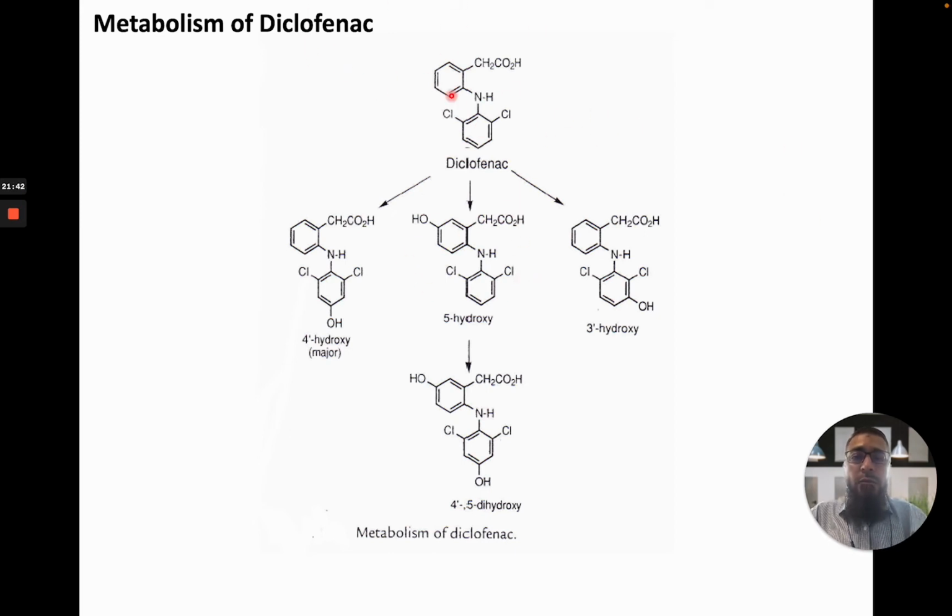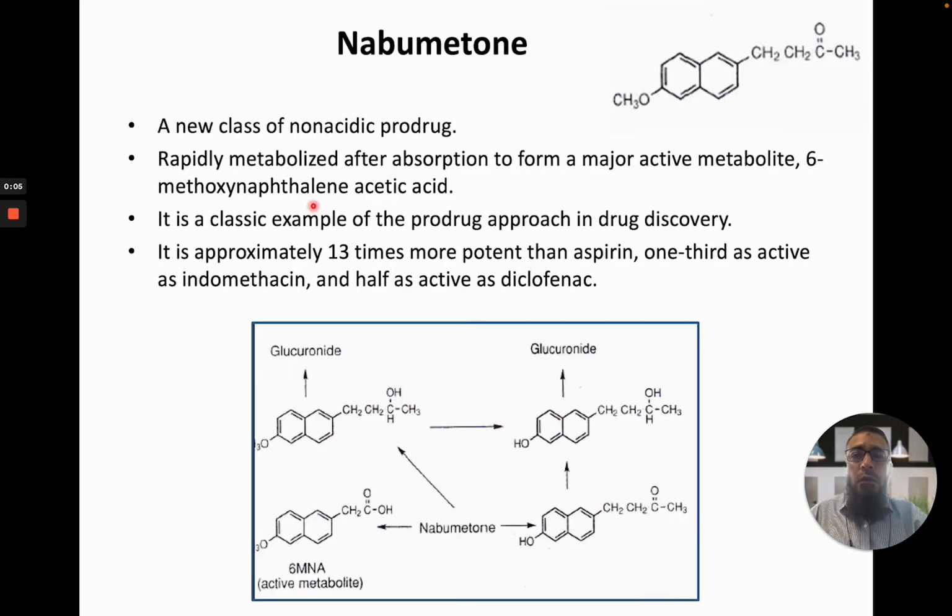You can see the fate of this diclofenac into the 4-hydroxy major metabolite and 5-hydroxy. You can see the hydroxyl group, and then the hydroxylation at the 3' position, and then further metabolism of this 5-hydroxy group into the 4,5-dihydroxy. Another example of an analgesic drug is Nabumetone, which is a new class of non-acidic prodrugs. It is the classic example of the prodrug approach in drug discovery.